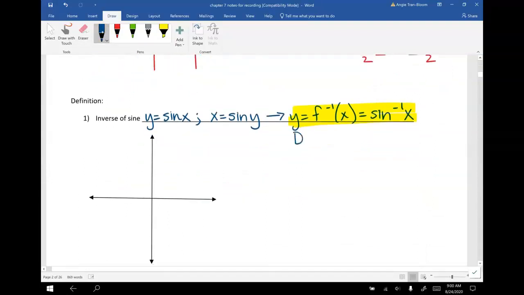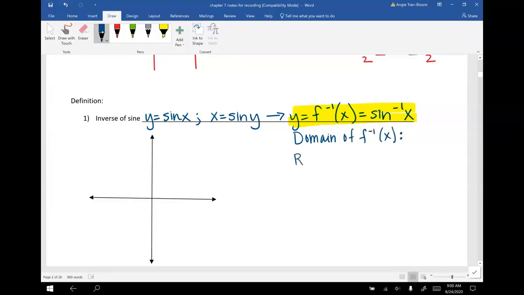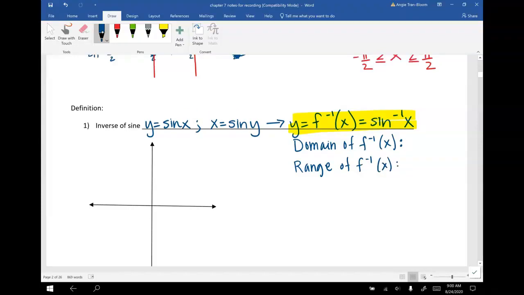The domain of the inverse and the range, let me just write in, the domain of f inverse, the range of f inverse. Okay, now the domain of the inverse is the range of the regular.